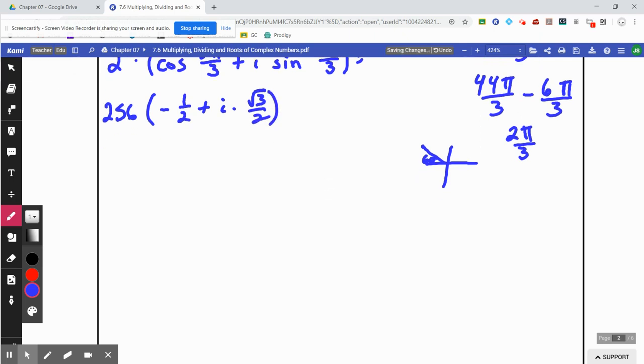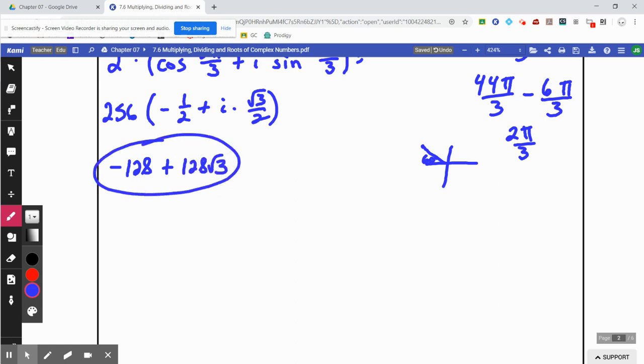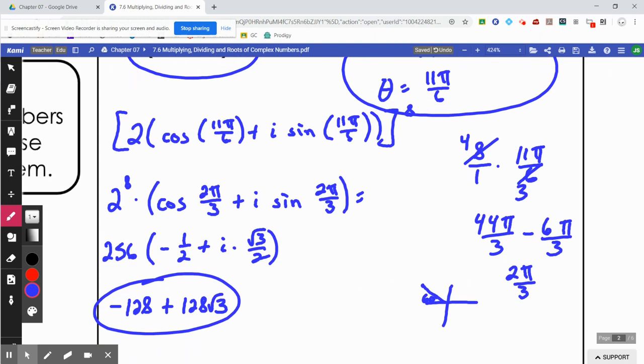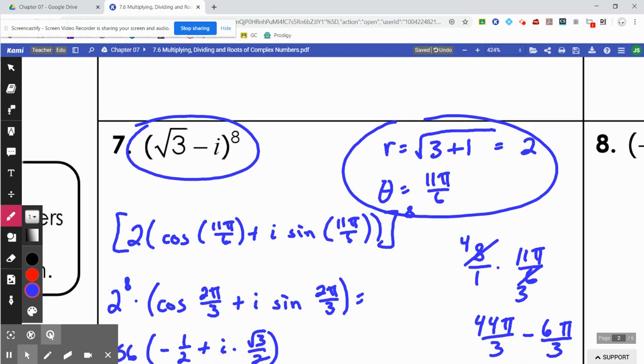So now the distributive property: 256 times negative 1/2 would be negative 128. A positive, 256 and 2 cancel and leave you with 128 root 3. So that's what you would get when you raise this to the 8th power. And again, that is much faster than actually going through the process of multiplying that times itself 8 times. Okay, let's do another one.